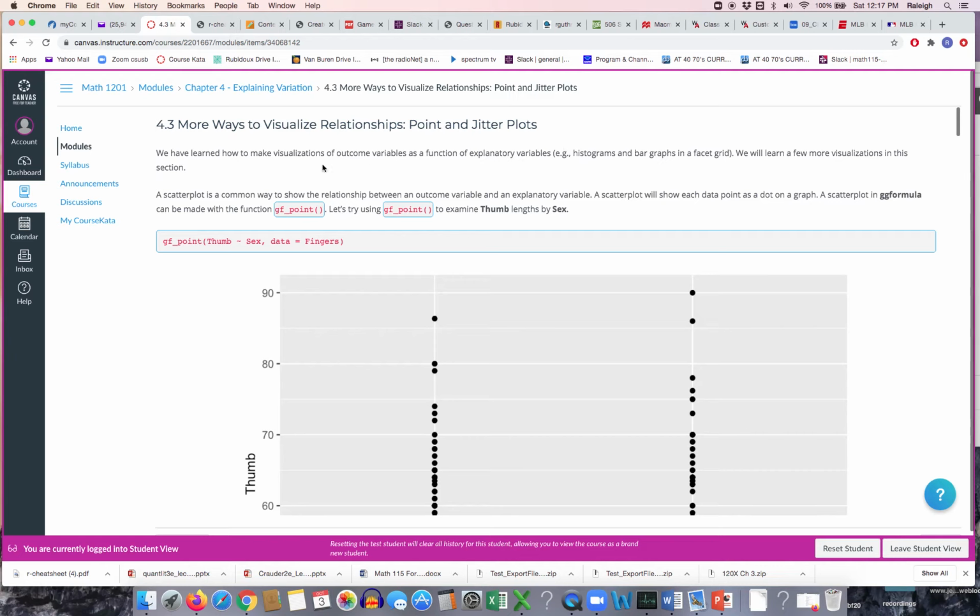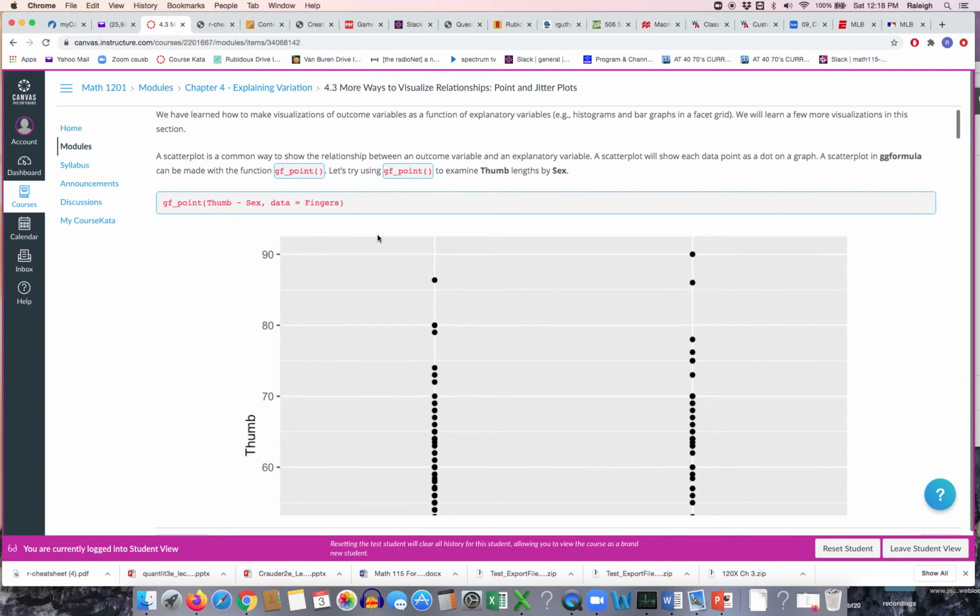We have learned how to make visualizations of outcome variables as a result of X variables, and histograms and bar charts, et cetera, et cetera. So we learn a few more here. A scatter plot is a common way to show the relationship between an outcome, a Y, and an explanatory, an X. A scatter plot would show each data point as a dot on a graph. And a scatter plot in ggformula can be made with the function gf_point. Let's try using gf_point to examine thumb lengths by gender.